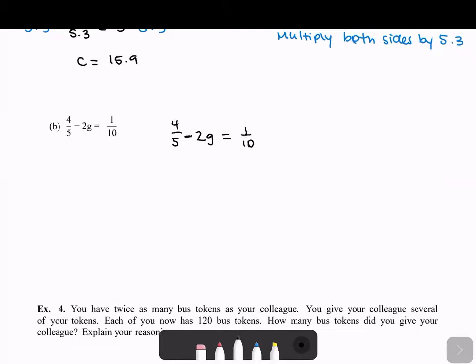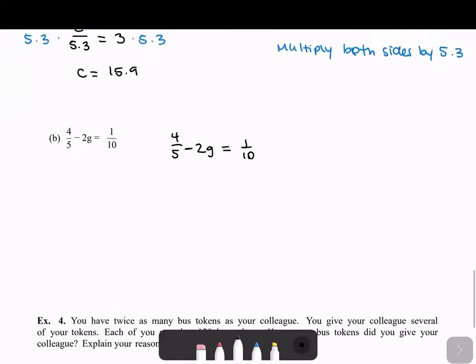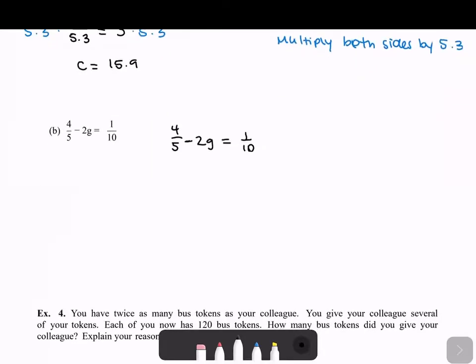And so the first thing that we can do, really anything we want to, but since this one's dealing with more complicated fractions, I'm just going to start off by clearing the denominators. So I'm going to multiply by 10. Remember, you need to put parentheses if you're multiplying by this entire side. So I'm going to start off by multiplying both sides by 10. Okay, and remember that we need to distribute here on the left side. So we get 10 times 4/5 minus 10 times 2g equals 1.